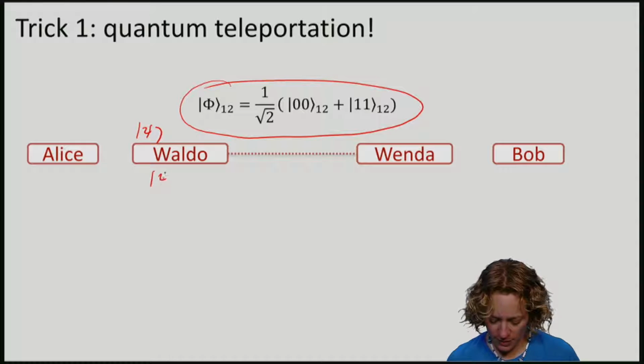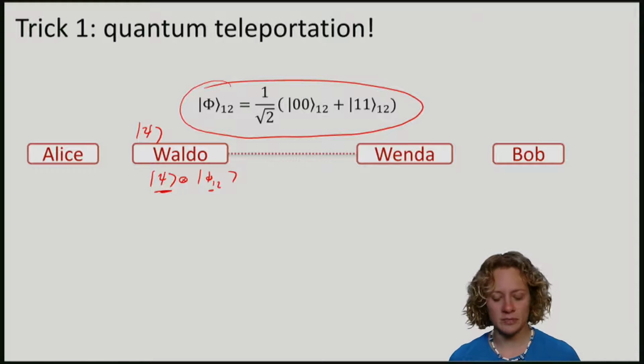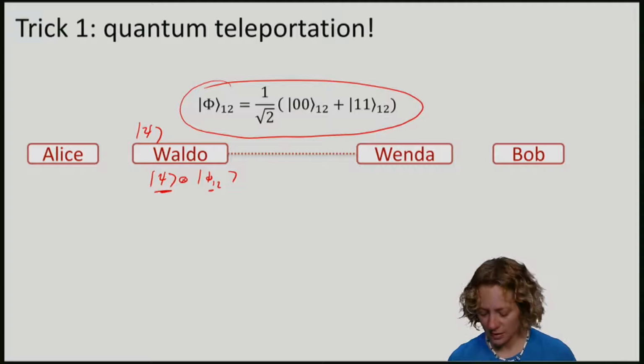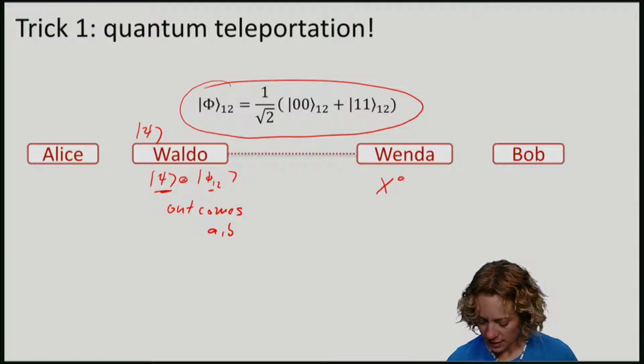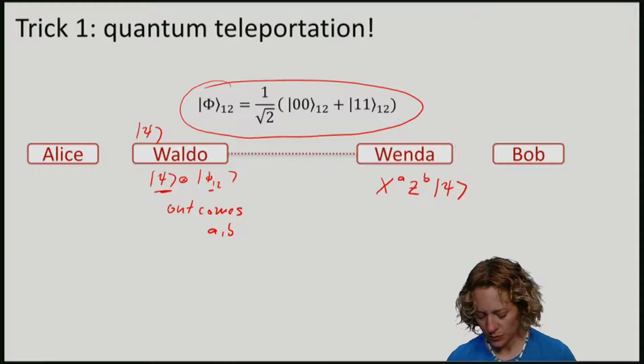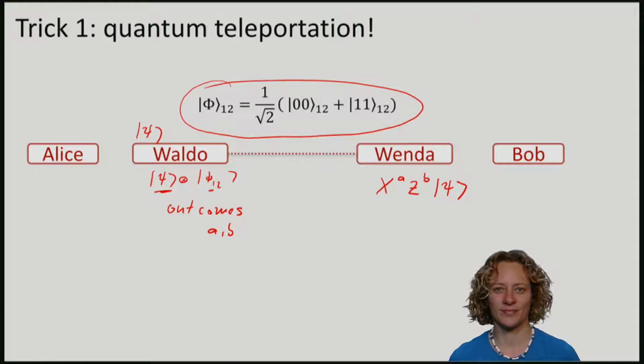So remember, what he does is he takes this state, or rather this and the first qubit, and performs a measurement in the Bell basis. This gives him 2 outcomes, which of course he would have to send to Wenda. But if he performed the measurement in the Bell basis and got outcomes A and B, then for outcome A and B, Wenda will hold the state X to the A, Z to the B, applied to the qubit that Waldo wants to teleport. This is trick number 1.